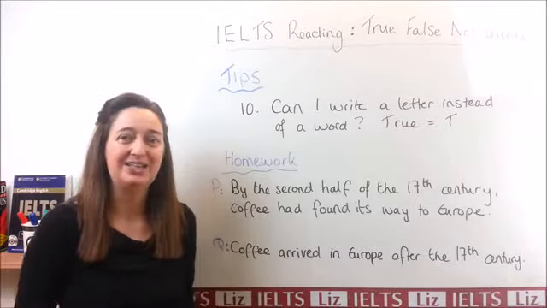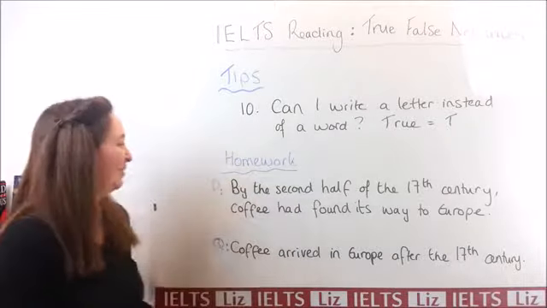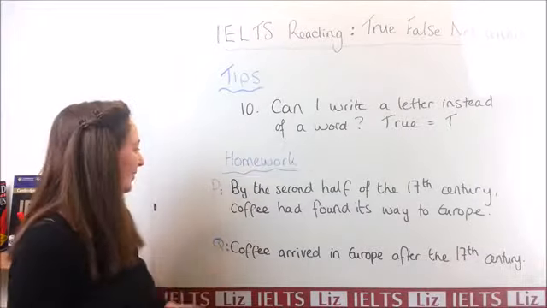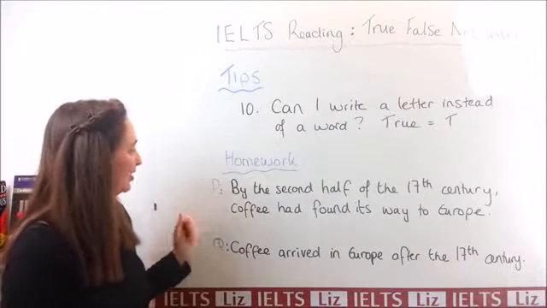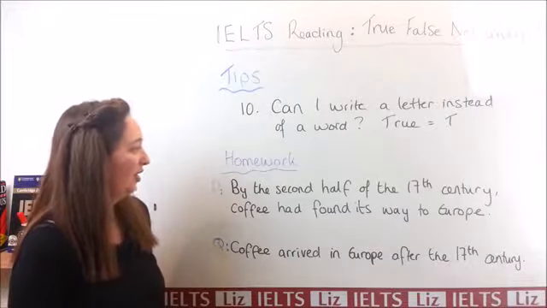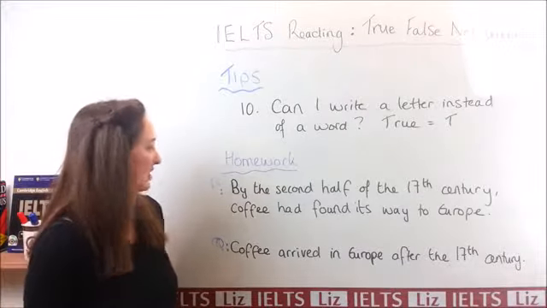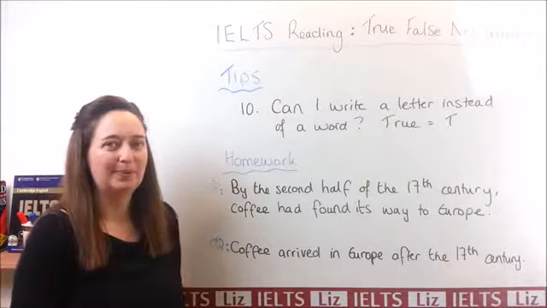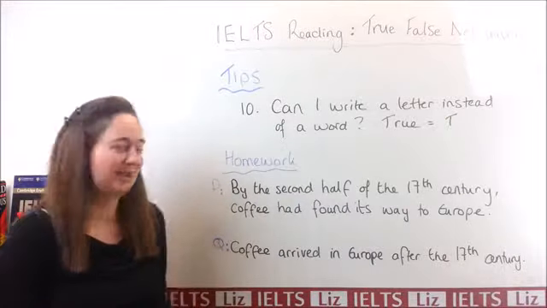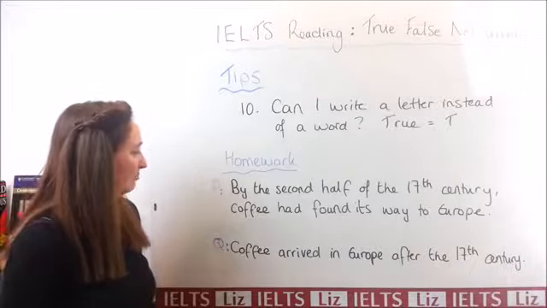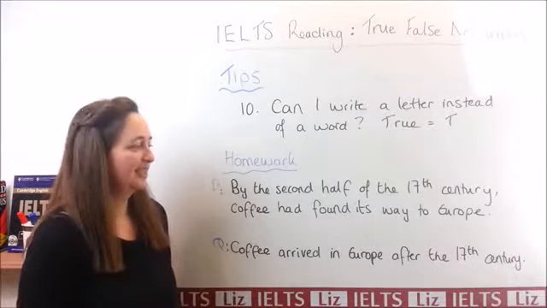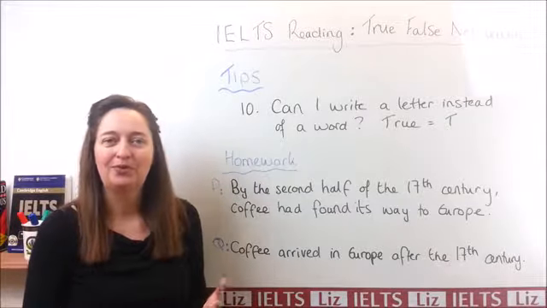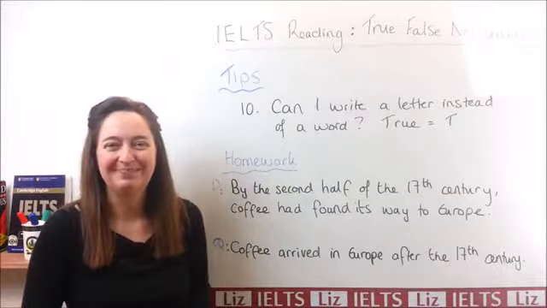Now, before we finish, here's your homework. This is a true, false, not given question. This is the information in the passage. By the second half of the 17th century, coffee had found its way to Europe. And here is the question for your homework. Coffee arrived in Europe after the 17th century. I want you to decide, is it true, false, or not given?